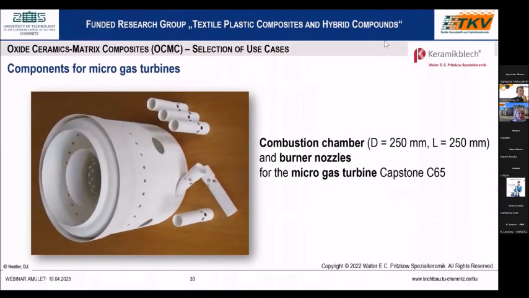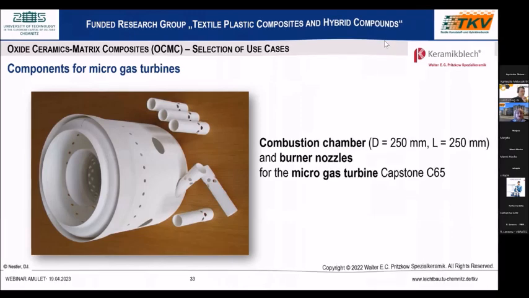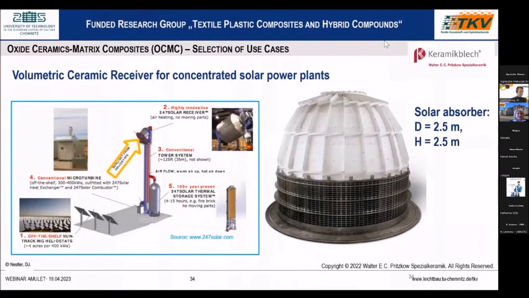Components for microgas turbines, combustion chambers. Here you see also the dimension of this chamber, and burner nozzles for the microgas turbine Capstone C65. Another example here: components for a volumetric ceramic receiver for concentrated solar power plants, a solar absorber with a spectacular height of 2 meters, of 2.5 meters. And you see here a picture of this prototype from the Ceramic Bleach company.